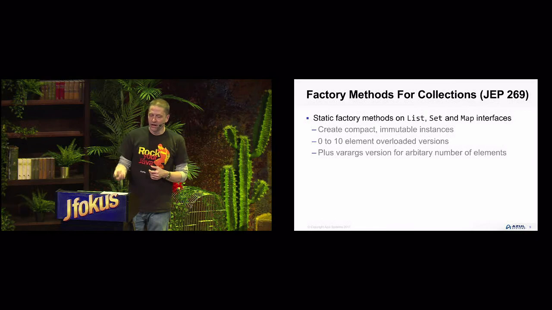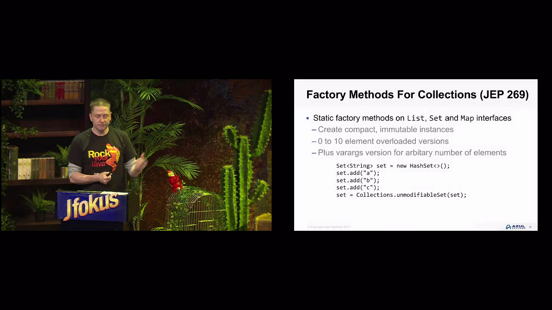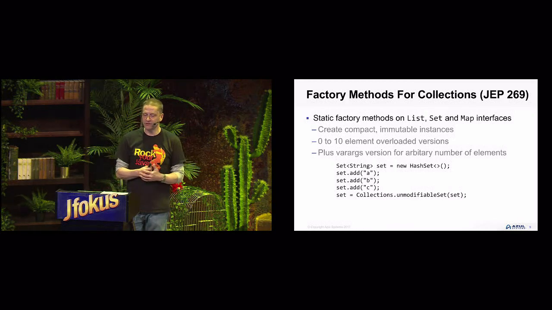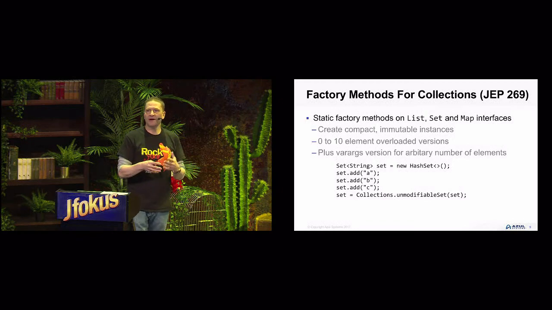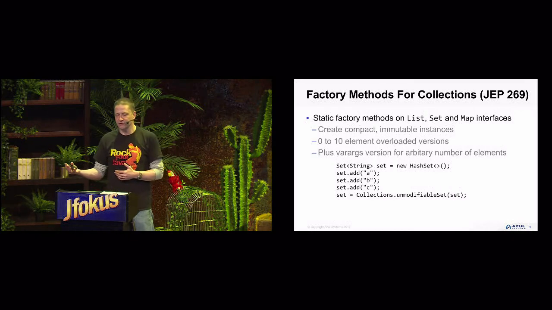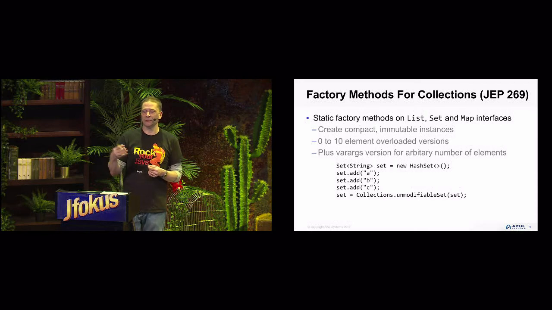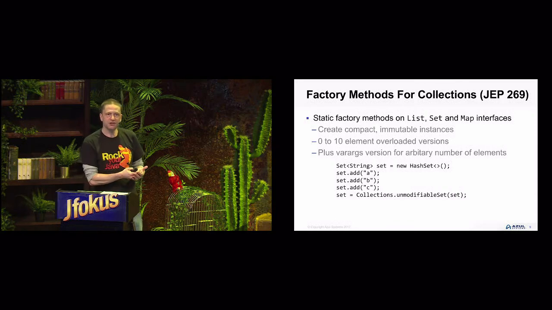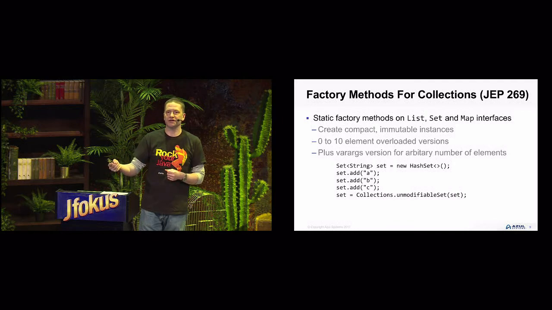values. As an example, if I want to create a set with 3 values in, I need to do something like this. So I first of all have to instantiate a hash set. Then I have to call add 3 times to add A, B, and C. Because I want the collection to be unmodifiable, what I get by default is a modifiable set, so I then have to use the static method on the collections utility class and then reassign set back to itself as an unmodifiable collection. What these new factory methods do is add a large number of overloaded methods to these interfaces.